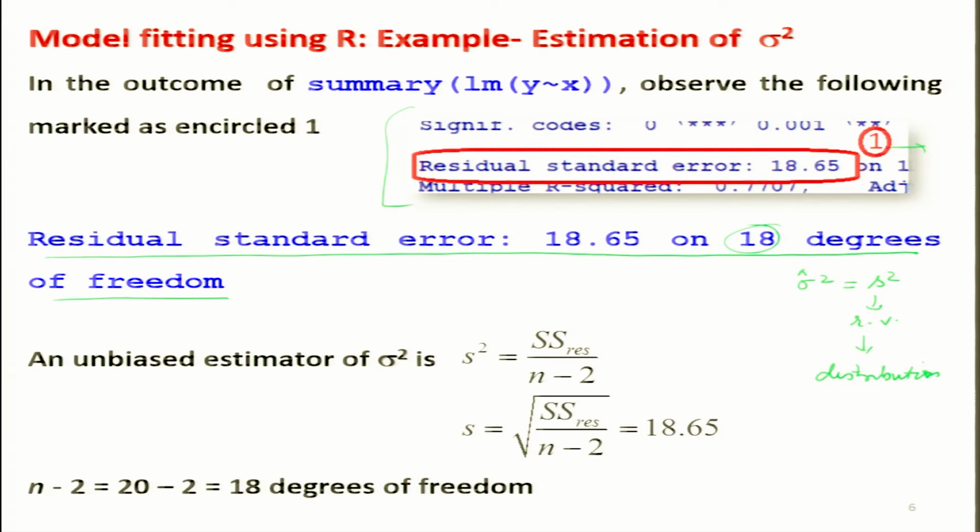We had learnt that an unbiased estimator of sigma square was obtained like this. So, this gives you the residual standard error, meaning it takes the positive square root of this quantity, and this quantity is S, which is equal to 18.65. This will give you an idea about the variation in the data. Now, degrees of freedom are computed by n minus 2, which is 20 minus 2 equal to 18 degrees of freedom, right. So, that is the interpretation of the first part.